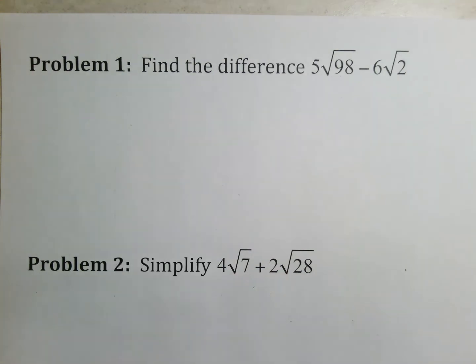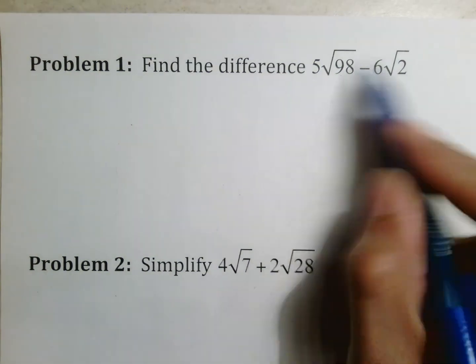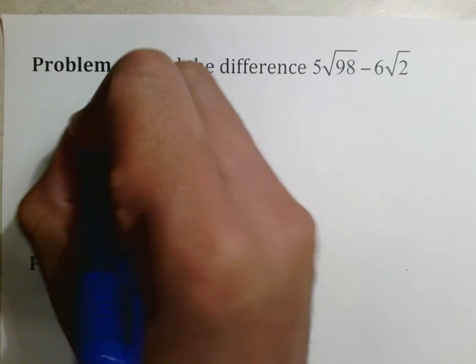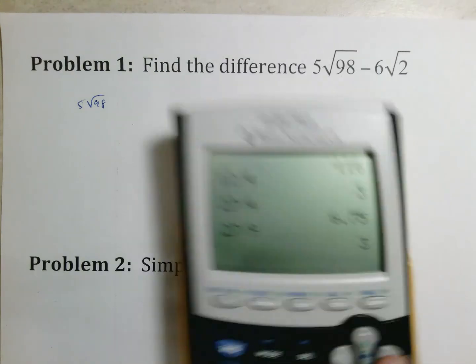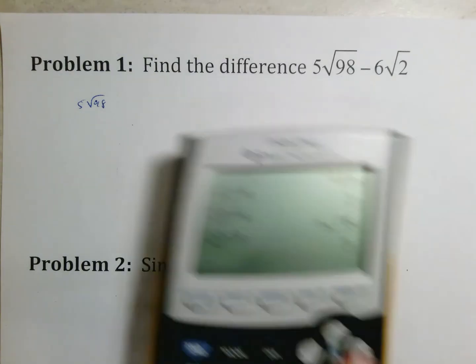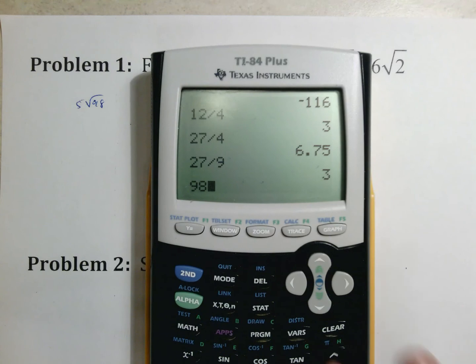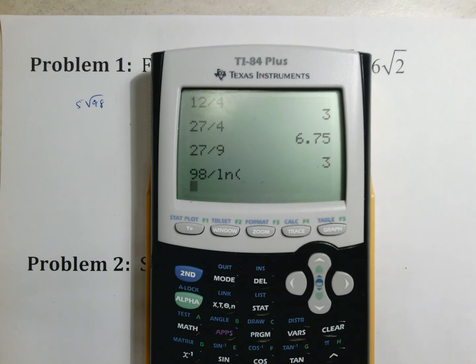Again, find the difference of this. 5 root 98 minus 6 root 2. These two are different. Let me try 98 off to the side. So 5 root 98. Let's see what happens. Again, don't ever put your scratch work in your actual work because we're going to work under here. So I want to go over here. 98 can't be divided by 4. And some of these you should kind of know already. 98 can't be divided by 9.